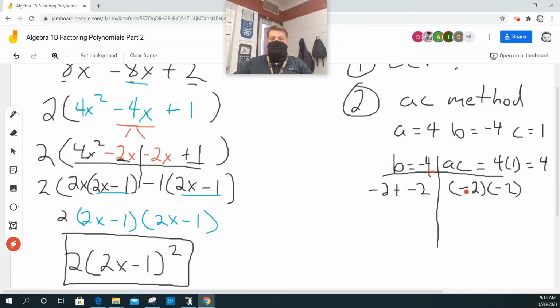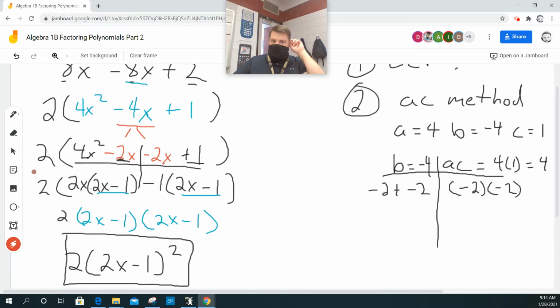I have to find two numbers that when I multiply them, I get a positive 4, but when I add them up, I get the B term, which is negative 4. Turns out negative 2 plus negative 2 is negative 4, and negative 2 times negative 2 is a positive 4. So then I take this middle term of negative 4x and I divvy it up into negative 2x and negative 2x.